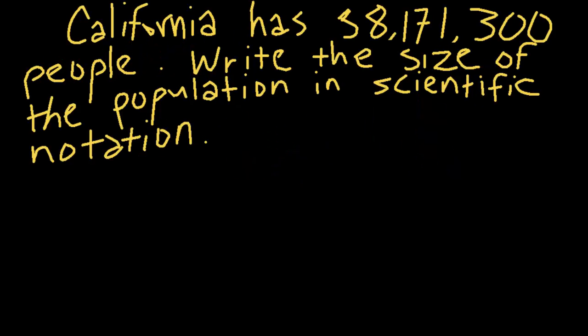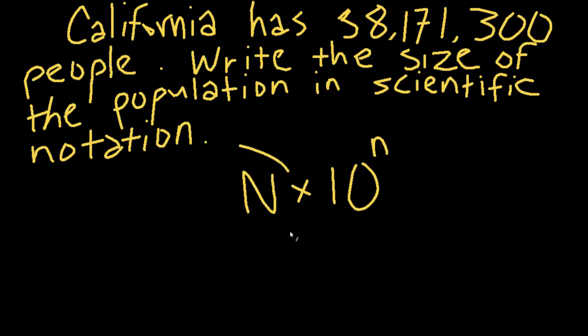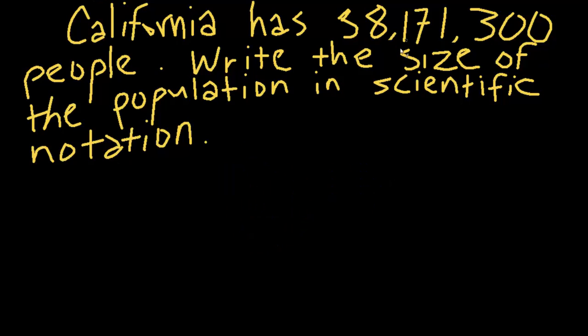Okay, so if we get the problem where California has 38,171,300 people living there, we need to write the size of the population in scientific notation. Well, okay. So, the first thing that we need to know is that the number times 10 to whatever exponent is going to go there, this number has to be greater than or equal to 1 and less than 10. So that means we're going to try and take this number and reduce it down to a number that is greater than or equal to 1, and less than 10. And then we'll go ahead and multiply that number times 10 to however many places we had to move to reduce this down as its exponent.